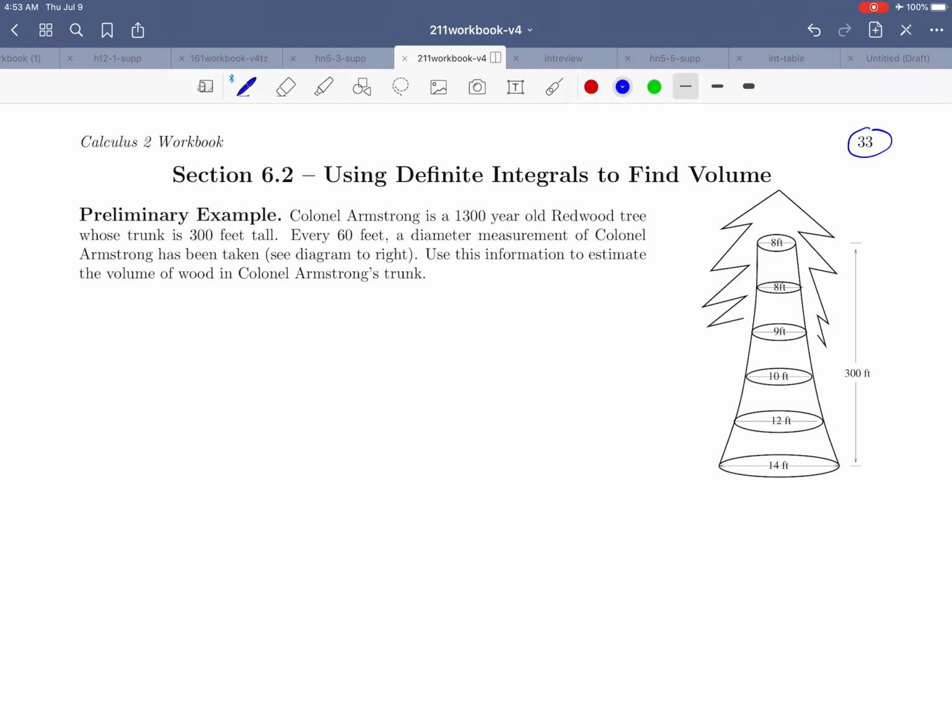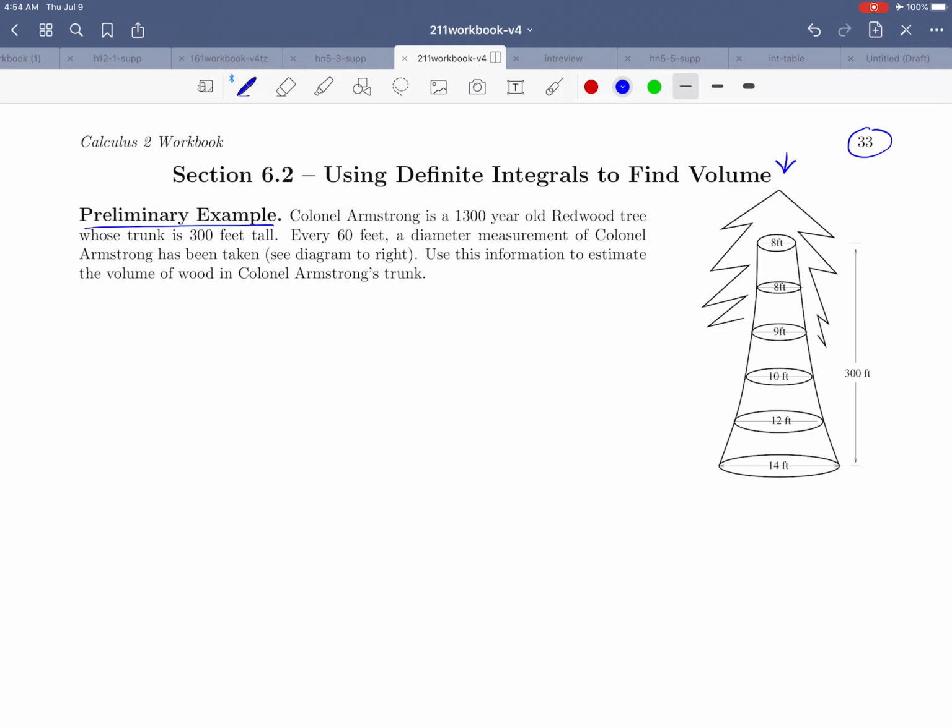Okay, so let's read this together. In this video, I'm going to just be introducing you to this problem and asking you to work through it. So here's what the example is asking us to do. Colonel Armstrong is a 1,300-year-old redwood tree whose trunk is 300 feet tall. And over here to the right, you've got a picture of this tree, probably the worst picture of a redwood that you've ever seen. You can see that my drawing skills are limited here.